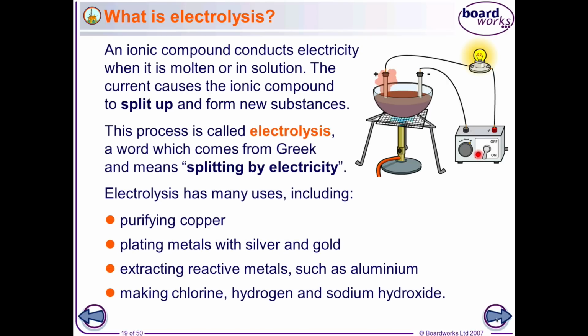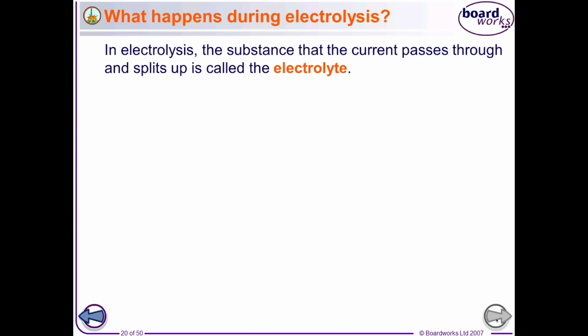Now, we use it for many things: purifying copper, plating gold and silver onto jewellery, extracting metals such as aluminium, and also making chlorine, hydrogen and sodium hydroxide, which we'll show later on in the video. So, in electrolysis, the substance that the current passes through is called the electrolyte. Now, as we showed previously, the electrolyte has got to be either dissolved ionic or molten ionic substances. You can't have a solid electrolyte because it won't work.